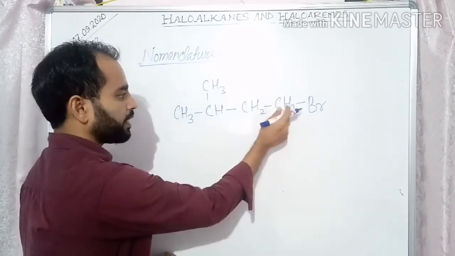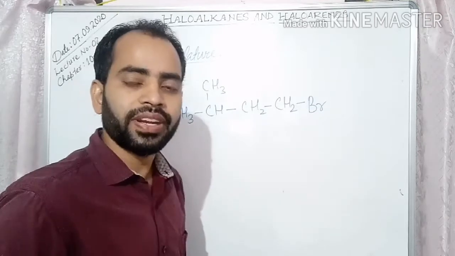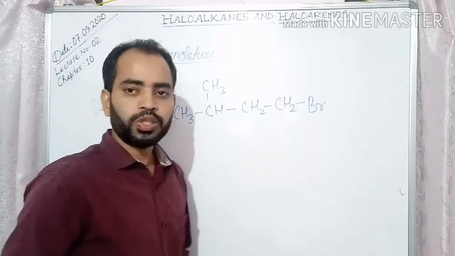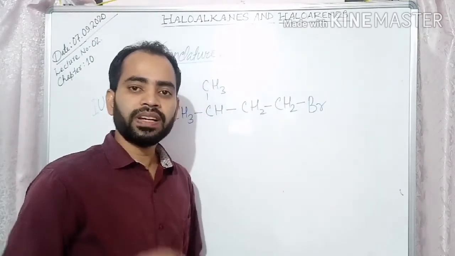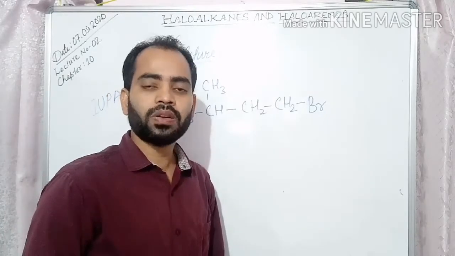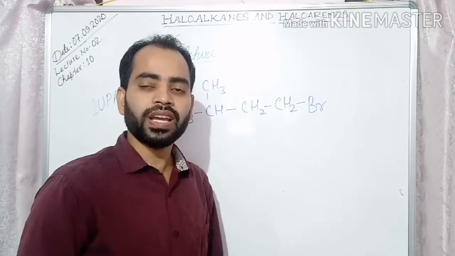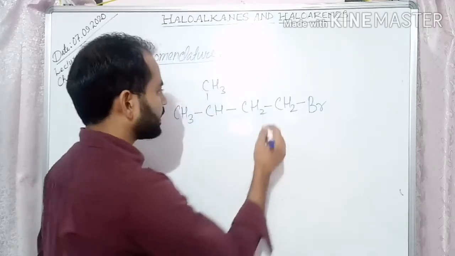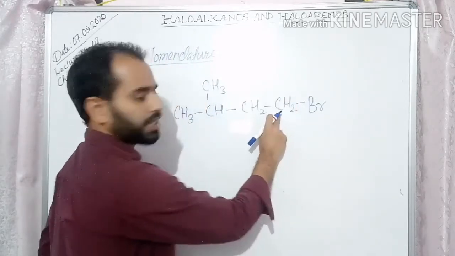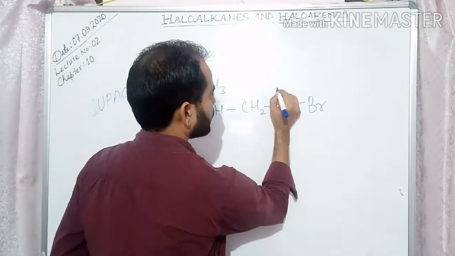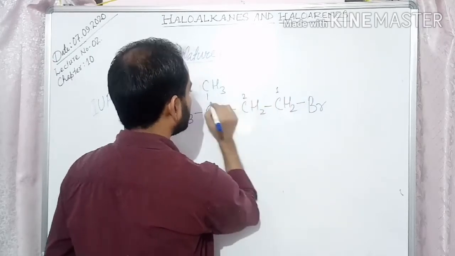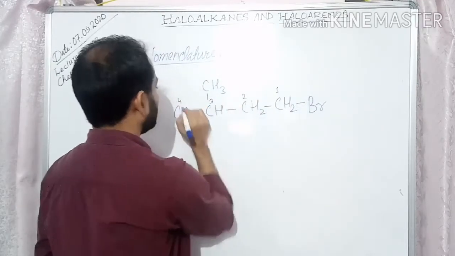So we have to number it. The second step is to number it. While numbering, we should keep in mind that we number in such a way that the halogen or the functional group gets the lowest number. That means if we number from here, 1, 2, 3 and 4.